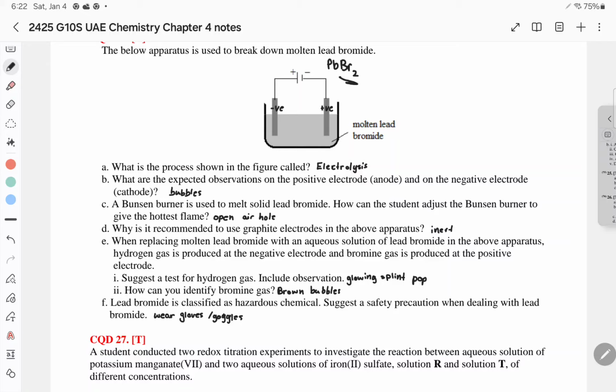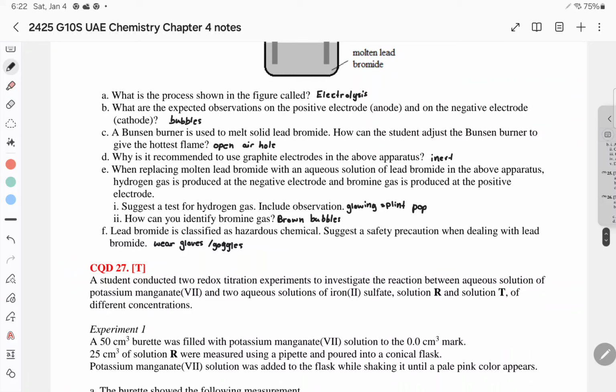And that's the observation. Bromine gas, you can always identify it because it's producing brown bubbles. Bromine, brown. Remember it like that. Lead bromide is classified as a hazardous chemical. Suggest a safety precaution when dealing with lead bromide.